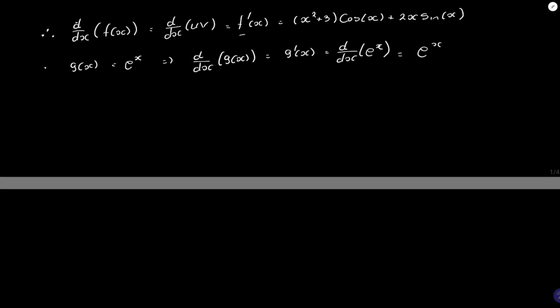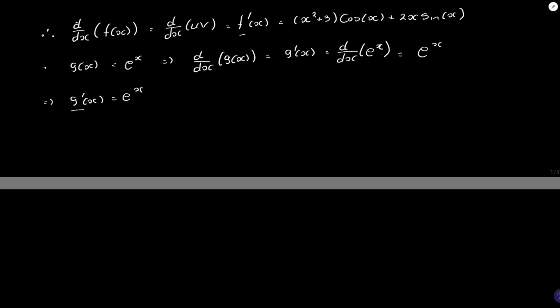This response was well proven when we were working on the differentiation of exponential functions. So if you don't understand this derivative, you can quickly review the video on the derivative of exponential functions and come back to this video. So let's continue. This implies that our g prime of x gives us e^x.